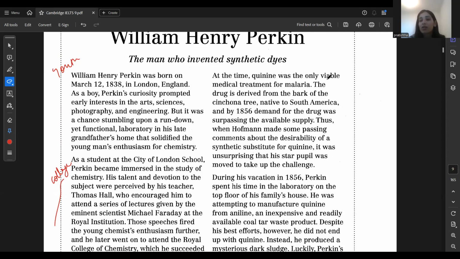At the time, quinine was the only viable medical treatment for malaria, right? The drug is derived from the bark of the cinchona tree native to South America, and by 1856, demand for the drug was surpassing the available supply. Thus, when Hoffmann made some passing comments about the desirability of a synthetic substitute for quinine, it was not surprising that his star pupil was moved to take up the challenge. So he was trying to devise a cure for malaria.